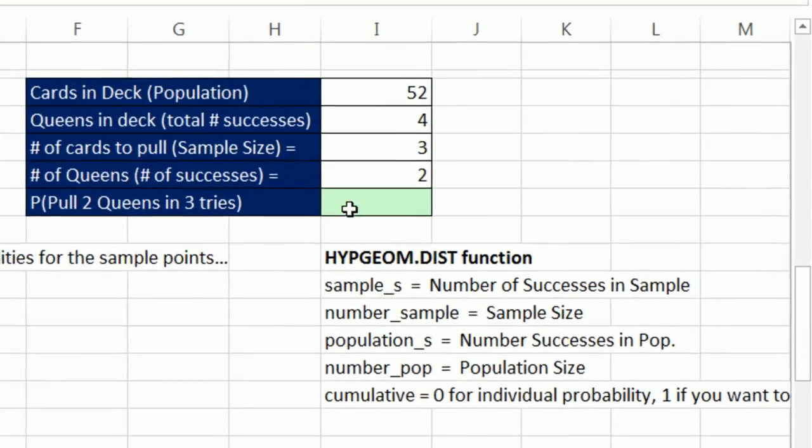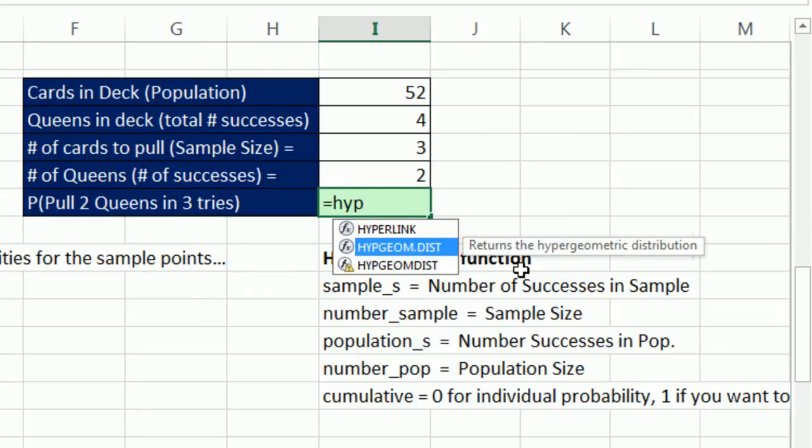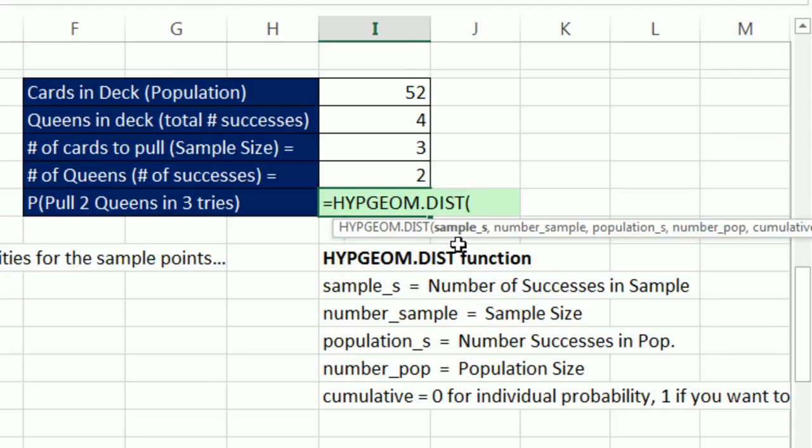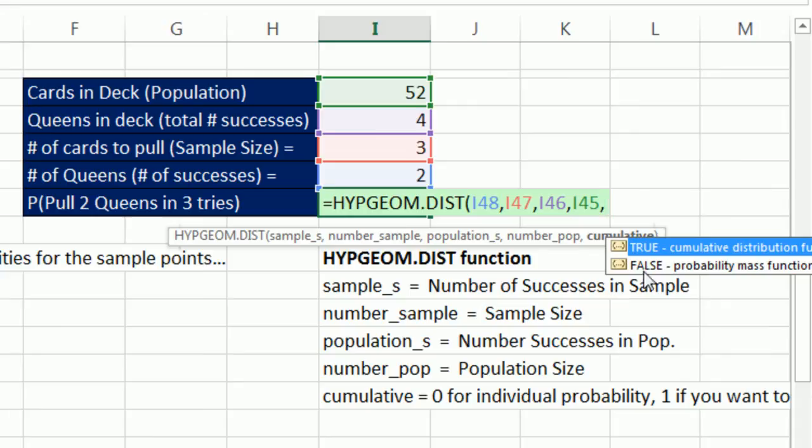All right, so we're going to use the hypergeometric distribution function equals HYP, and I'm going to arrow down to HYPGEOM.DIST. Now it has 4 inputs. Sample successes, that means the number of queens we're pulling, 2. Comma, number in the sample, we have 3 tries. Comma, population successes, there are 4 total queens, comma, and the number in the population, 52 cards, comma, and the 5th argument, we have to choose cumulative or probability mass function.